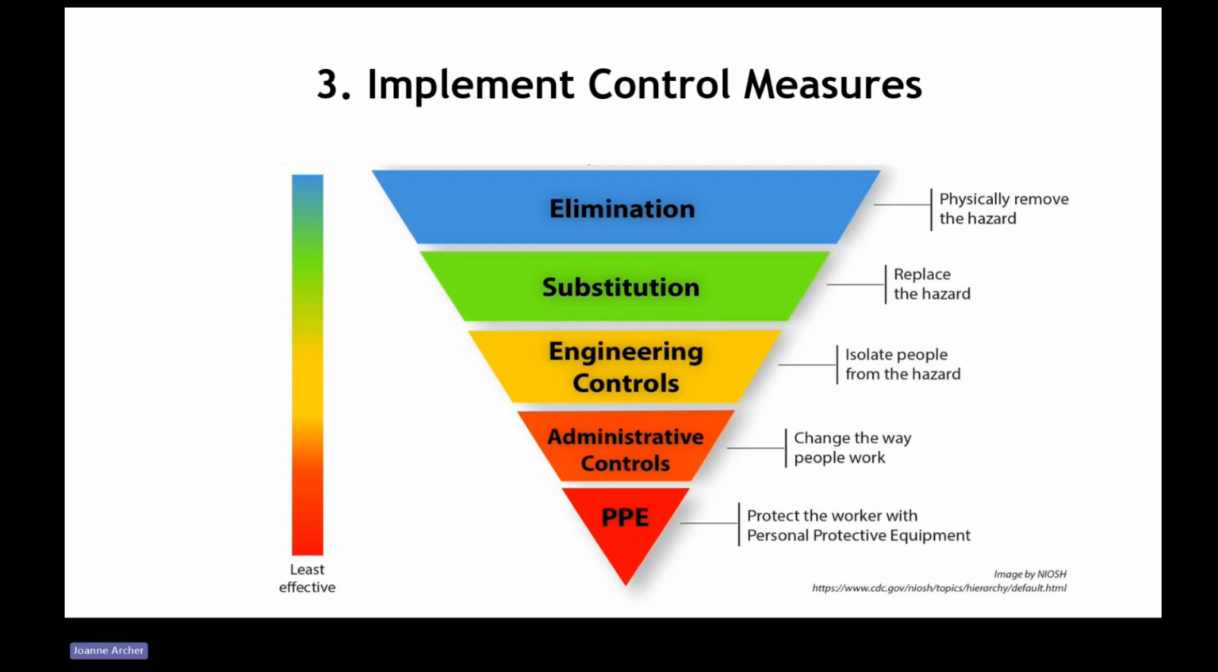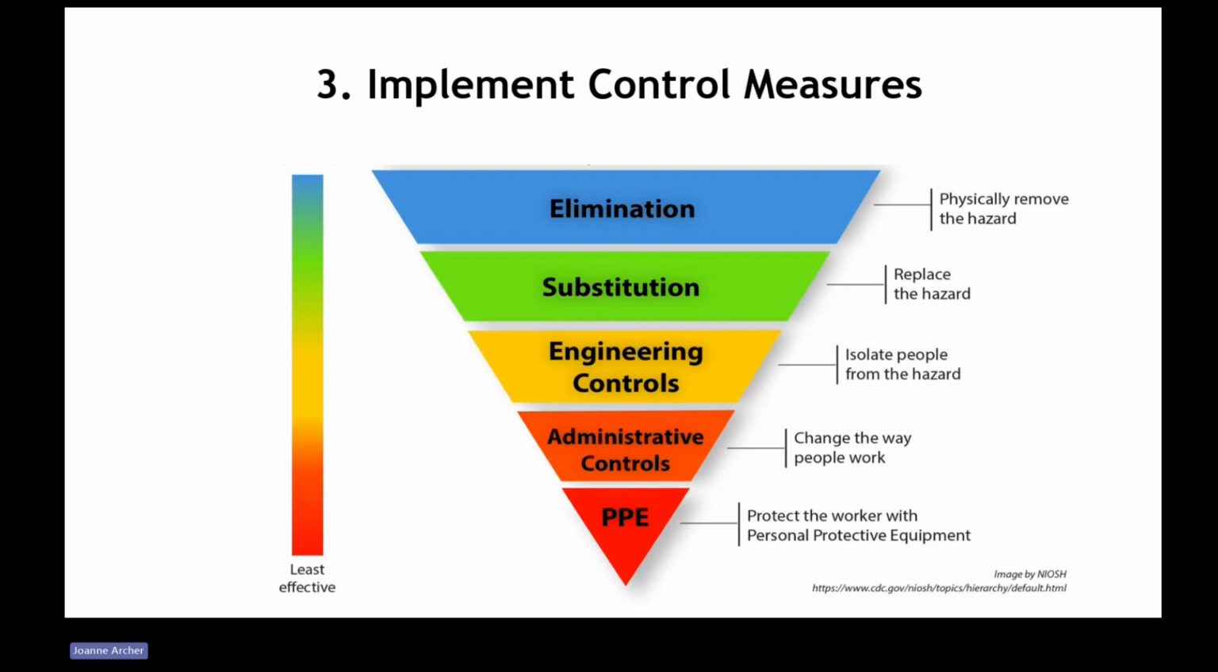We then have administrative controls, second to the bottom. These are changes to our procedures. This includes providing training, implementing safe work procedures, putting up warning signs, or rotating tasks to reduce exposure. And the last one is PPE. This is the last line of defense. It doesn't control the hazard, it protects the person. Things like gloves, safety boots, or goggles.